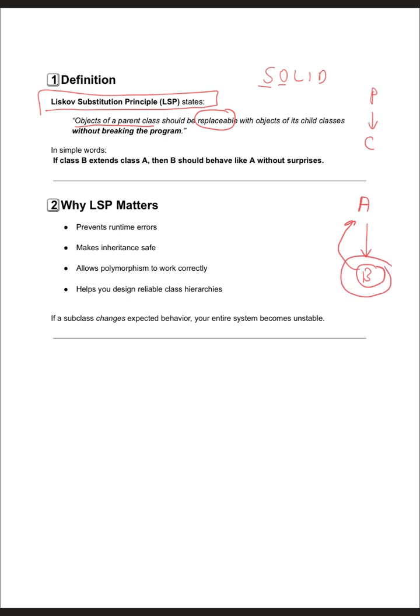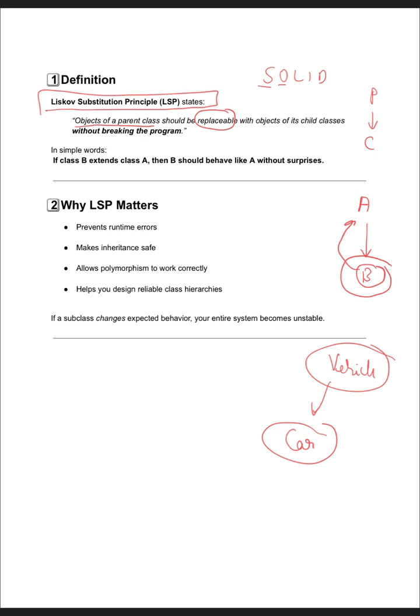For example, I'm just taking one example. Let's say vehicle is there, right? Then car, if it's a child class, right? If you are making car a child class, then car should behave like a vehicle. It should not behave like a human, right? That's what it is trying to say in simple terms.